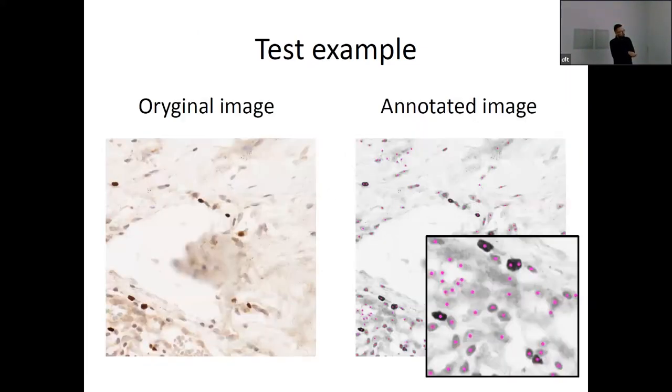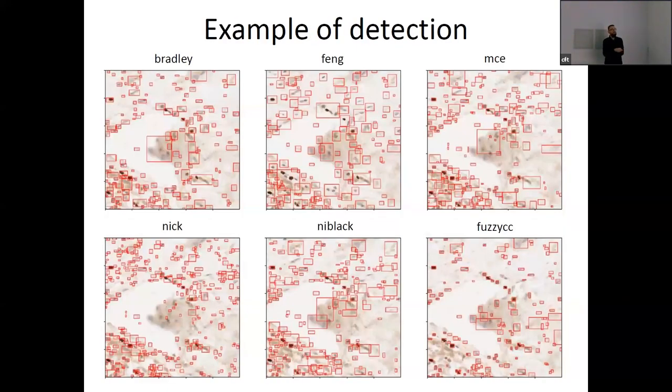And this is the sample, the example taken here. This is the original image. This is the annotation that I was provided with from the pathologist. As you can see, the nuclei are marked with points, because this is for the detection algorithm. So this is the method that I finally used in my implementation.